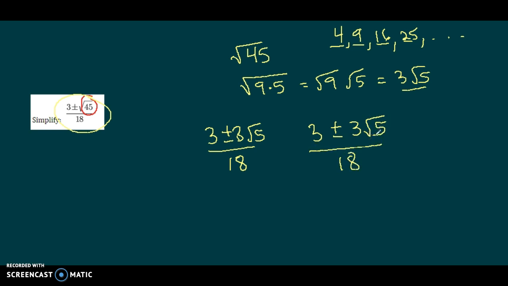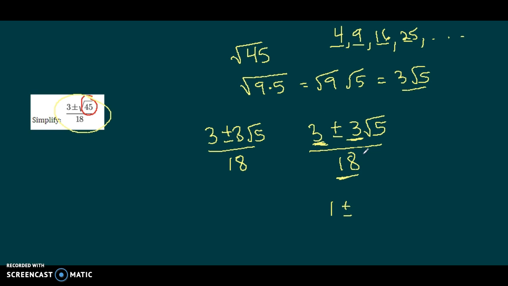And then the number in the radical is safe, but all these numbers on the outside, all 3 of them, if there's something that divides all 3 of them, I'm going to take it and divide it out. All of these are divisible by 3. So that's what I'm going to do. 3 divided by 3 makes 1.